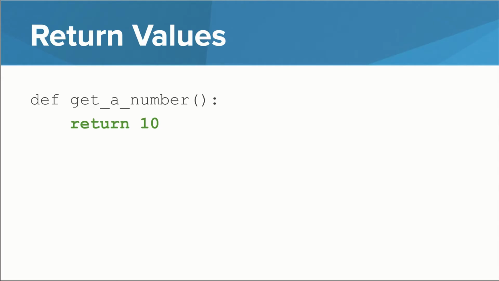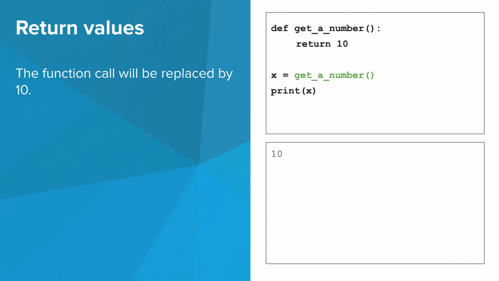Here's an example of a function that does just that and nothing more. When the function is called, it will run, and then the call will be replaced by the return value. After getAnumber is done running, the call, highlighted in green, will be replaced by 10. This sets the value of x to 10.